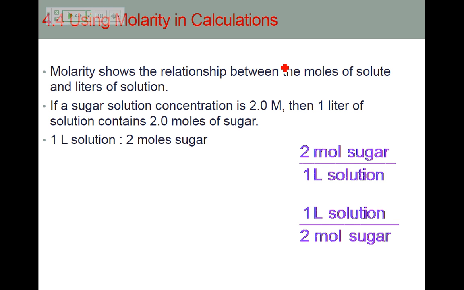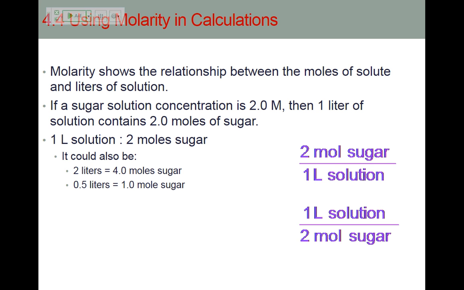So what that means is, if I have a 2 molar solution of sugar, and I take 50 milliliters of it, I can figure out how much sugar I took out. Because I have this relationship, that for every 1 liter, I have a certain amount of sugar. So that's how we're going to use it.